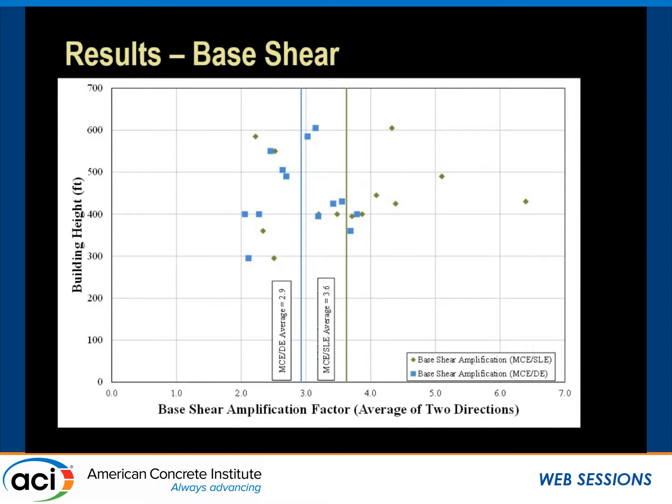The second observation is that the MCE divided by DE factor, although it varies between 2 and about 3.8, the average here is 2.9. The SLE factor varies from almost as low as 2, it's actually 2.2. It goes up to about 6.4, and the average is 3.6. So it is not surprising that the SLE amplification factor is a little higher than the DE.